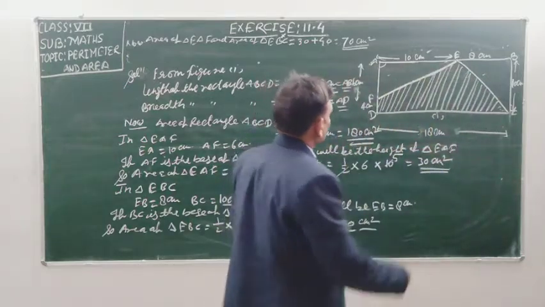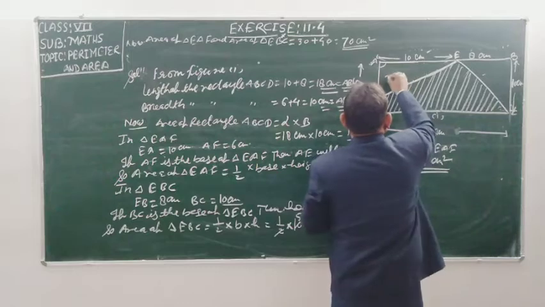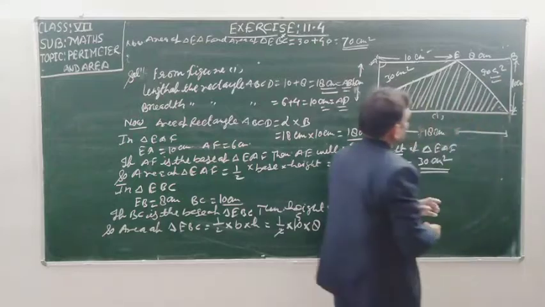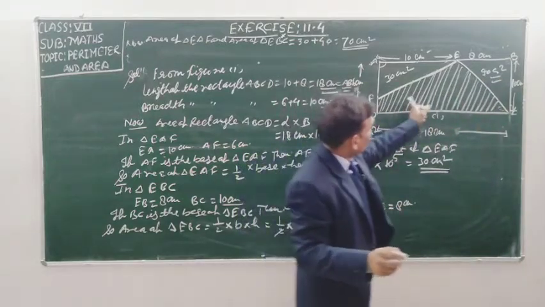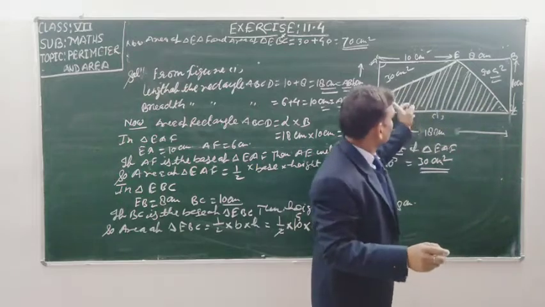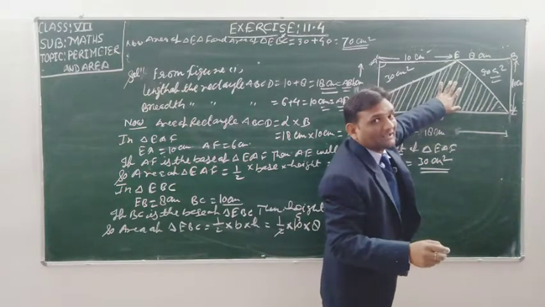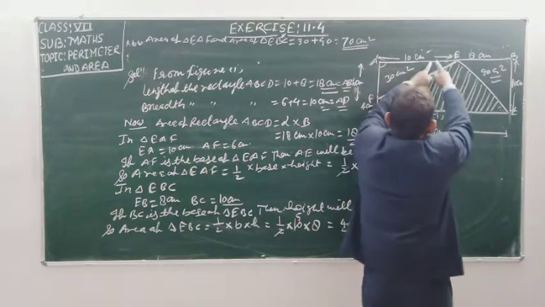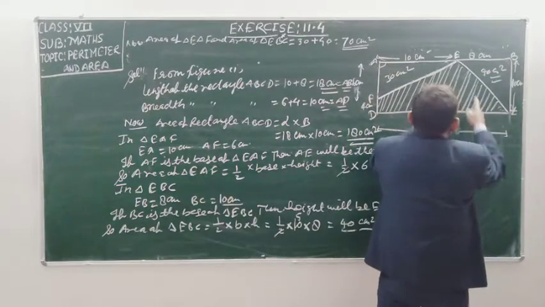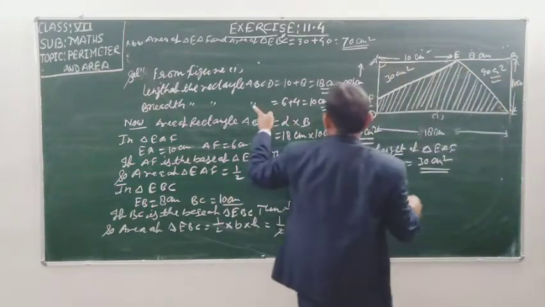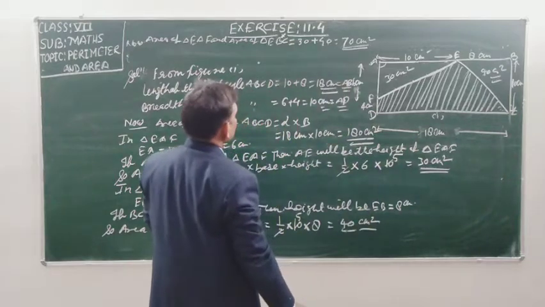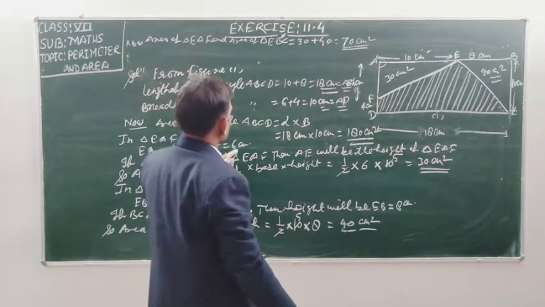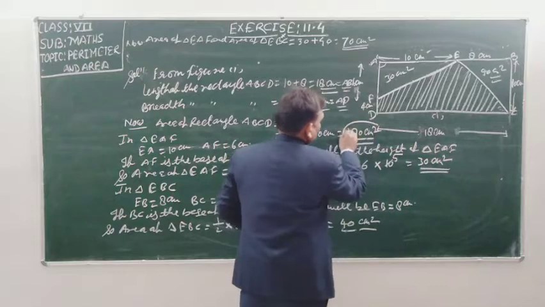Seventy centimeter square. The area of this is 30 centimeter square and the area of this is 40 centimeter square. And the question is asking me, student, the area of this portion. We have to find the area of this shaded portion. We know this one and this one, and we know the whole. Total area of rectangle, the whole rectangle, the area of the whole rectangle we know. Area of rectangle ABCD is equal to 180 centimeter square.